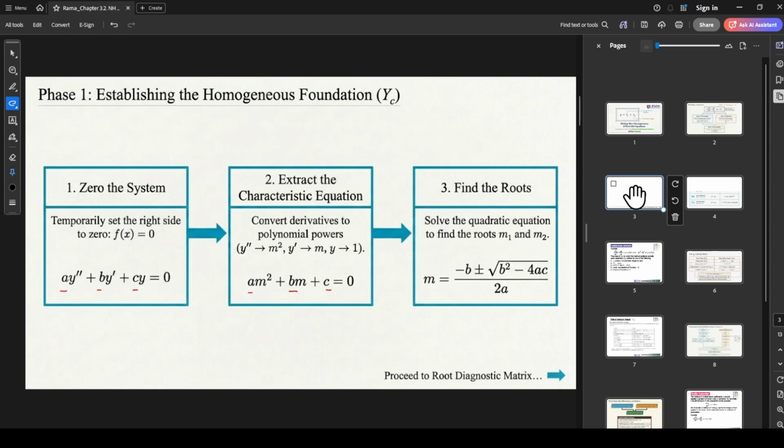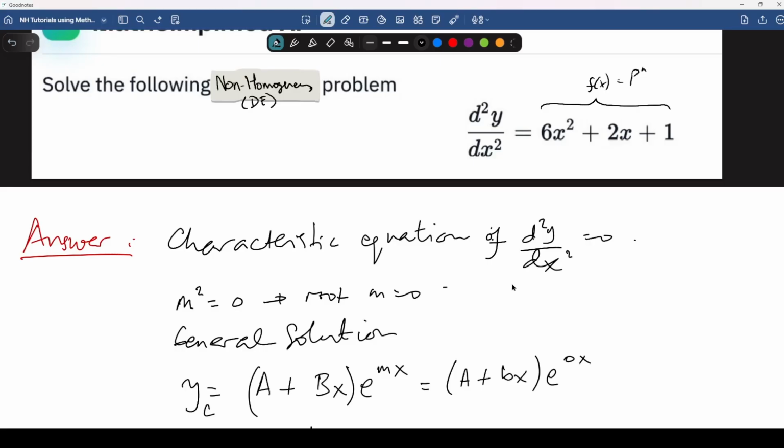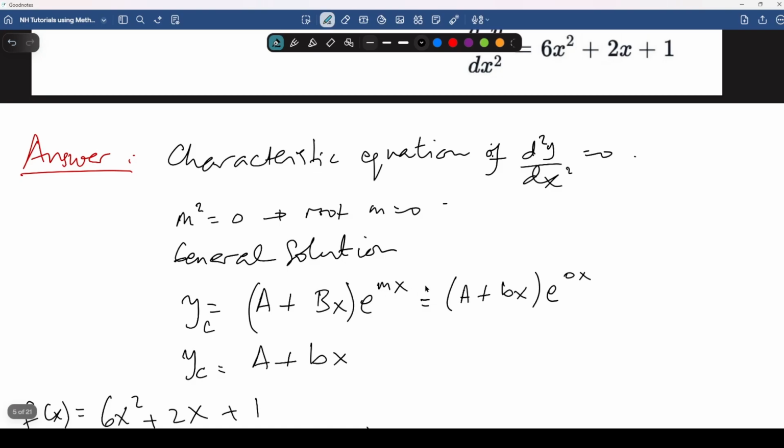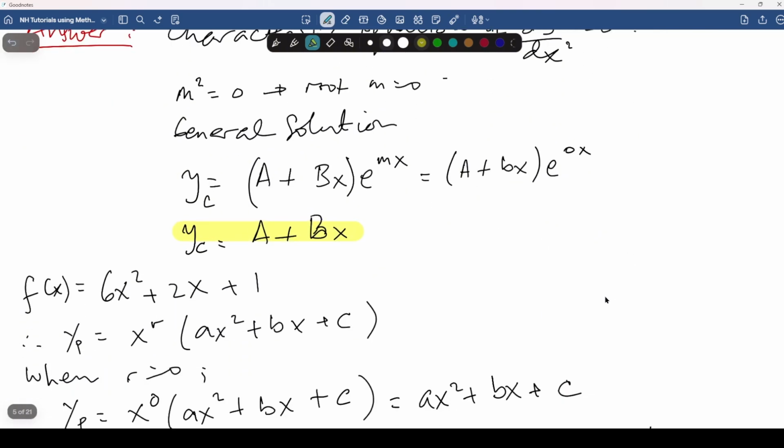has the general form (A plus Bx) times e to the power of mx. So m equals 0, so we have e to the power of 0 equals 1. So our complementary or homogeneous solution is only yc equals A plus Bx. It should be capital B here. The reason is because this is equal to 1. Then we highlight this in yellow for our homogeneous function, the complementary function yc.